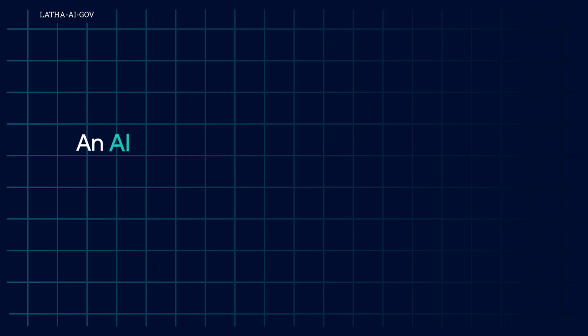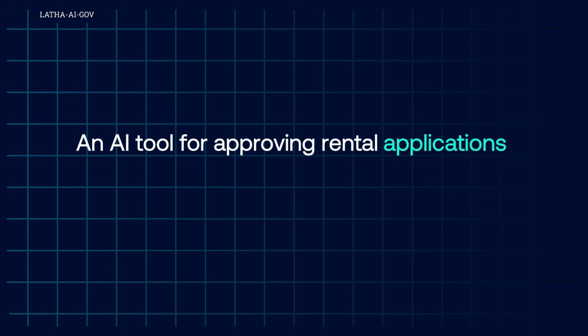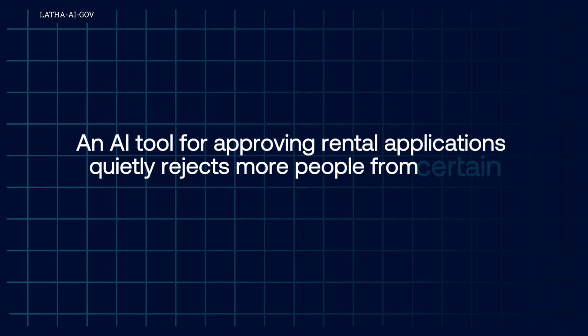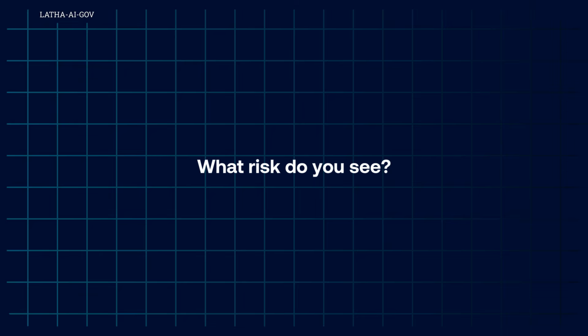Round 5. An AI tool for approving rental applications quietly rejects more people from certain postcodes. What risk do you see?